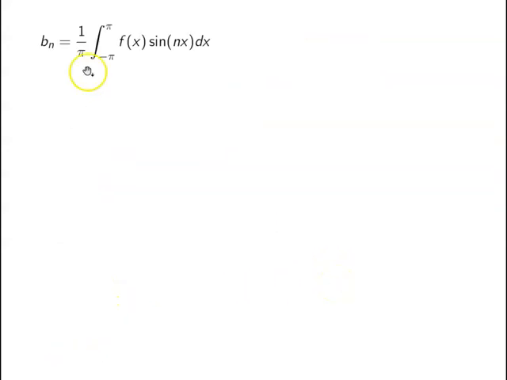For b sub n, I have 1 over pi, the integral from negative pi to pi of f of x times sine of nx.